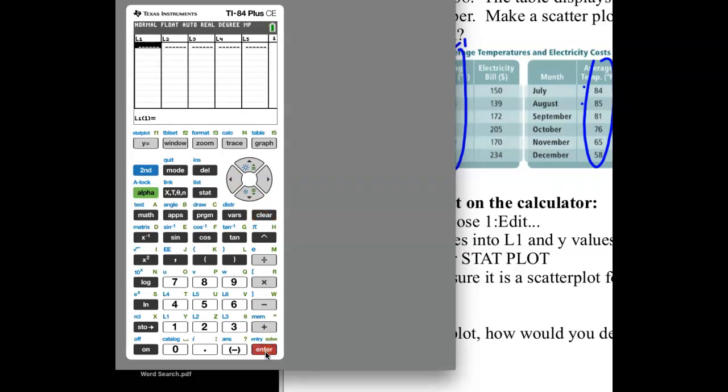Okay. Now what I want to do is enter all of those temperature values into my list 1. My list 1 is like my X values in a T-chart. So my first number is 61. I'm going to type that. You'll see it show up right down here. And then I'm going to hit enter and it'll go into my list. Okay, my second number is a 58. Enter.